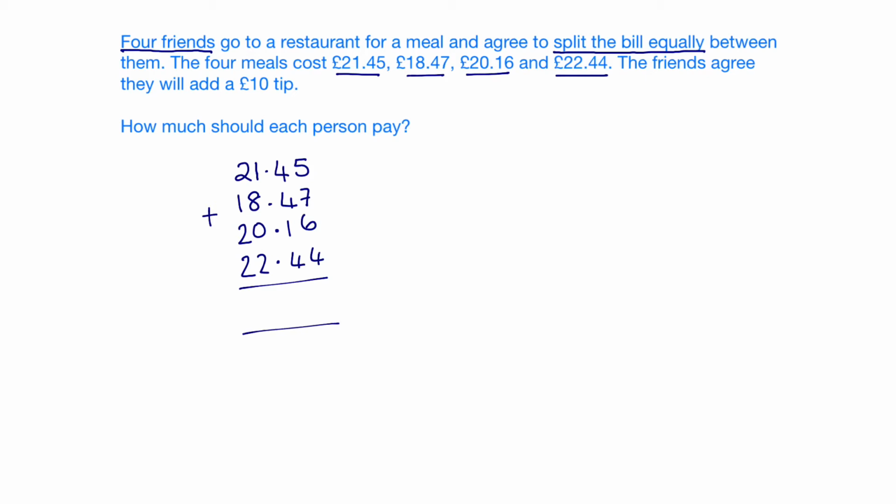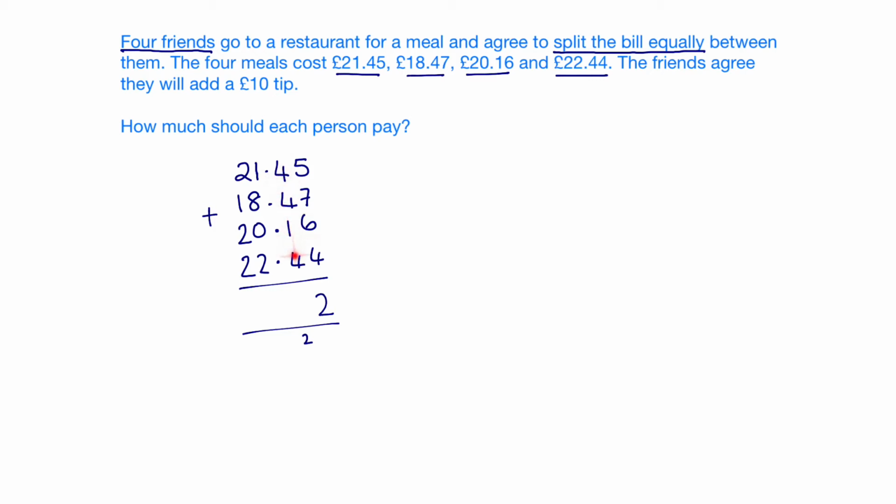Starting with the right hand side, I'm going to add this column first. If you want to pause the video whilst you work it out yourself, that's okay as well, and then come back and check that I'm right. So first of all, we're going to do 5 add 7 is 12, add 6 is 18, add 4 is 22. Okay. Next one.